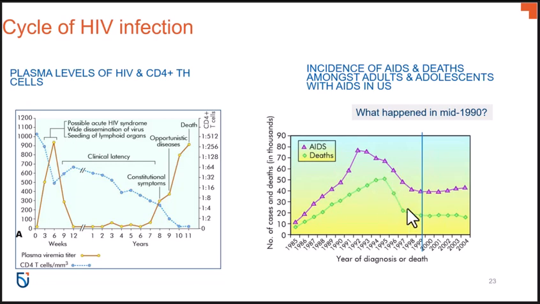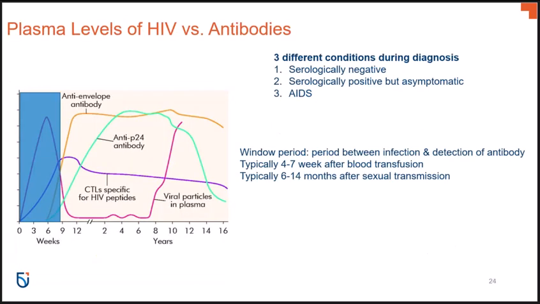If we look at this chart here, there was a large drop-off in the number of cases of people actually developing AIDS from HIV, and death as well dropped significantly. The reason for that was the introduction of the antiretroviral drugs that I had mentioned on a previous slide.